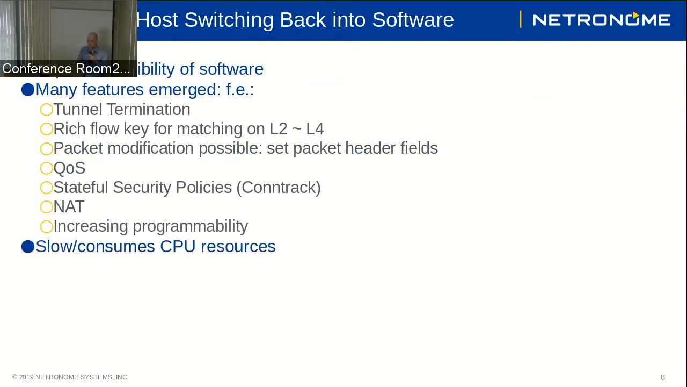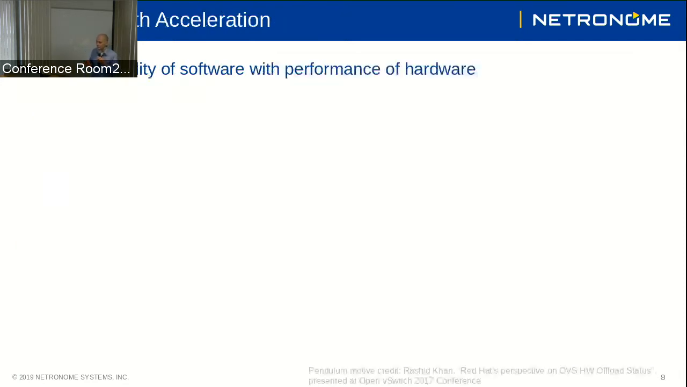So what we see today with SDN is people demand a fairly rich feature set. I have a summary of some of the features offered by something like OVS. But running this in software, again, is slow. So from my point of view, working with a vendor that makes offload solutions, the promise of hardware offload of something like OVS is to combine the best of both worlds.